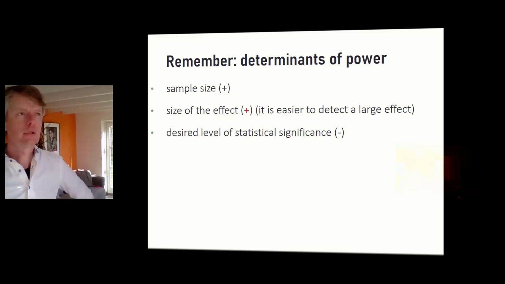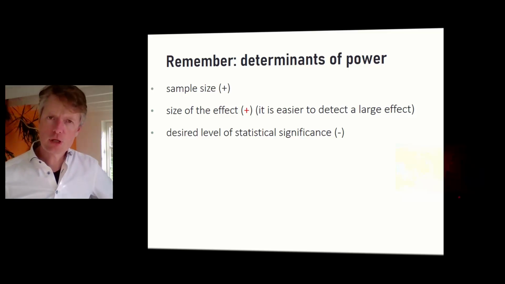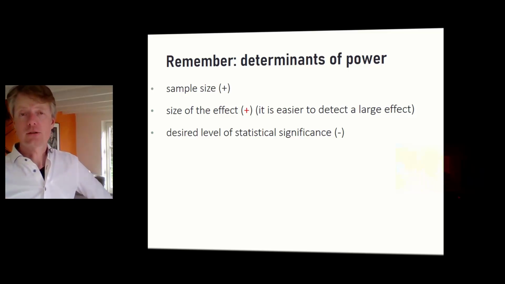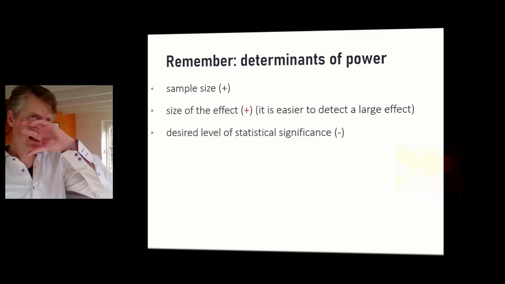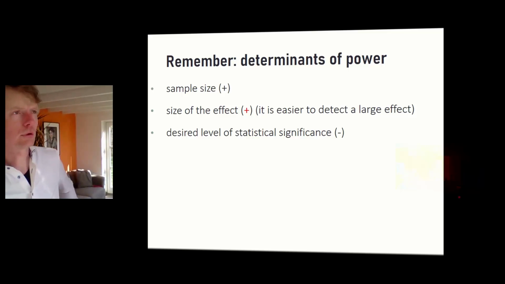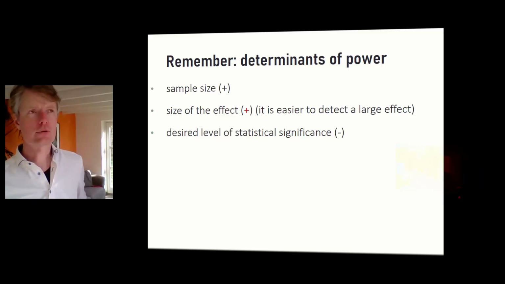Determinants of power. The larger your sample size, the higher your power. It is easier to detect a large effect relative to a small effect, and then if you want to have a high reliability, if you set alpha really low, so the level of statistical significance, then you get a smaller chance of rejecting the null hypothesis of no effect. So the green area is also going to be smaller, so then your power is also lower.